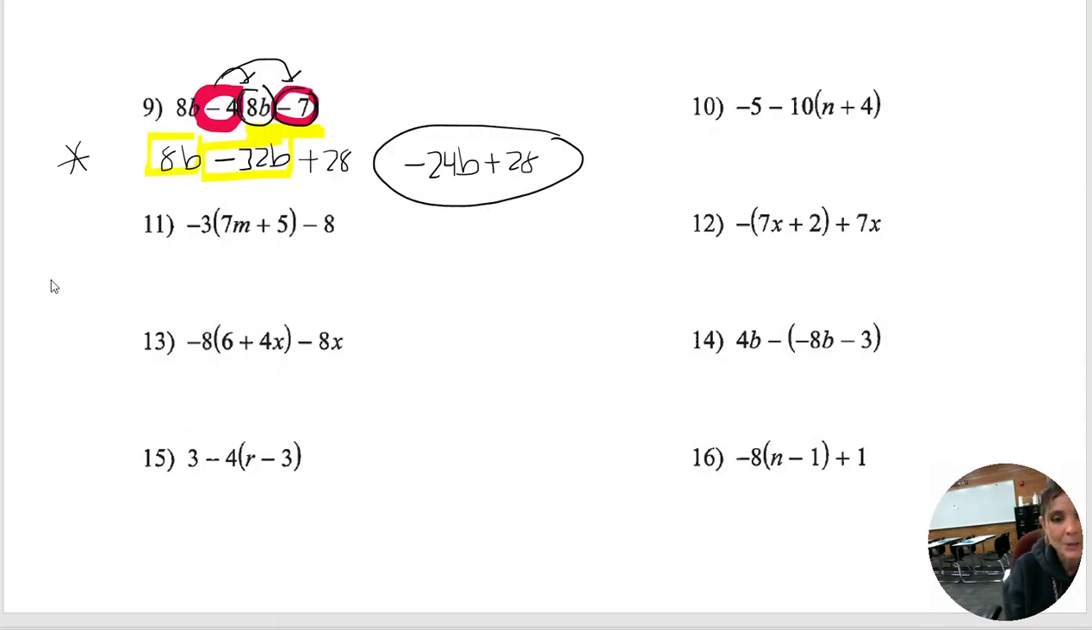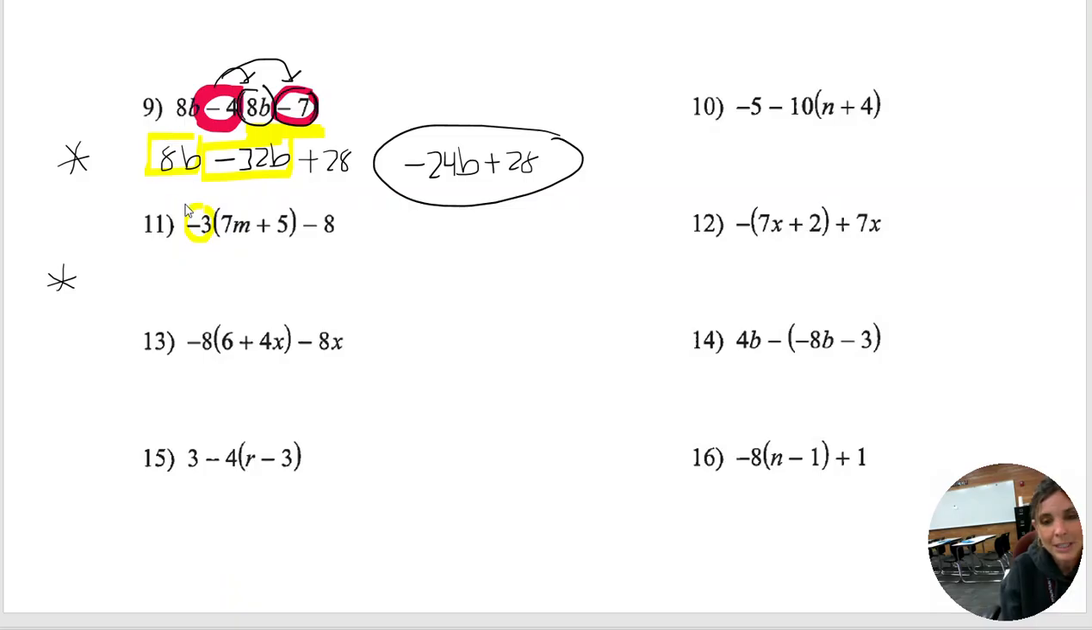Okay, let's go ahead and do number 11. So remember, you're writing down everything that I'm writing down. So first thing we do is we look in our parentheses. We pay careful attention to the details. This is a 7m positive and a 5 positive, right? So the number that is right next to our parenthesis is a negative 3.